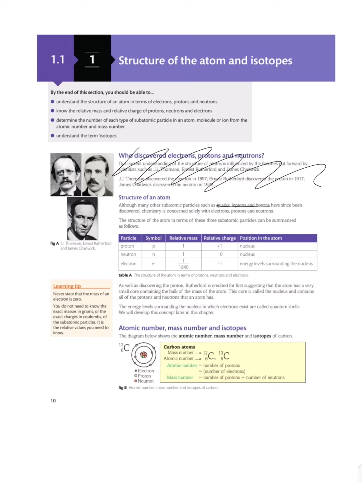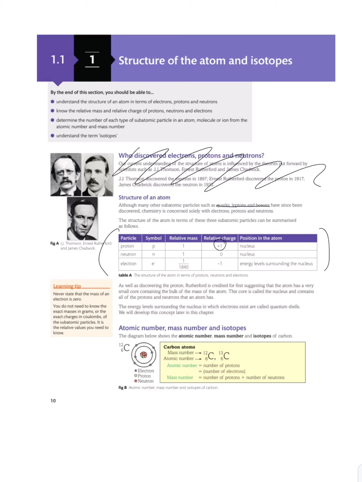The structure of an atom in terms of these three subatomic particles can be summarized as follows. Proton, with a symbol of P, has a mass of 1 and a charge of +1 and is present in the nucleus. Neutron has a symbol of N, its mass is 1 and it has no charge, and it's also found in the nucleus. Electron, the symbol is e-, has a mass of 1/1840 and a charge of -1 and is found in the energy levels or shells surrounding the nucleus. You should know this from GCSE.